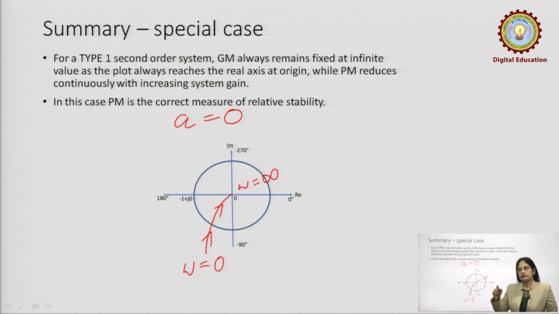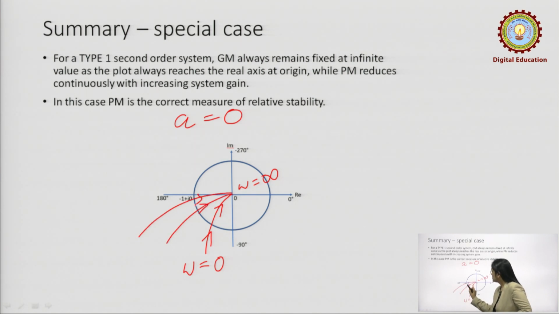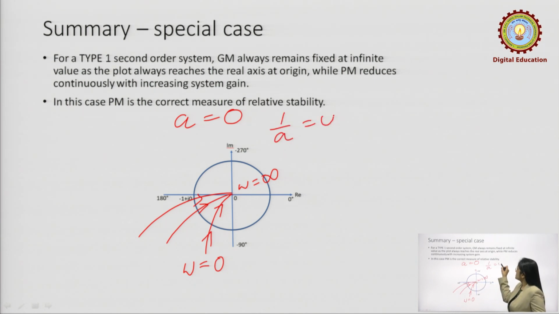However much you increase the value of gain, the plot will go like this, but never cross the real axis. That means the gain margin will be 1/A, that is infinite. Always in this case the gain margin will be infinite, and therefore, gain margin is not a measure to correctly understand the relative stability of the system.